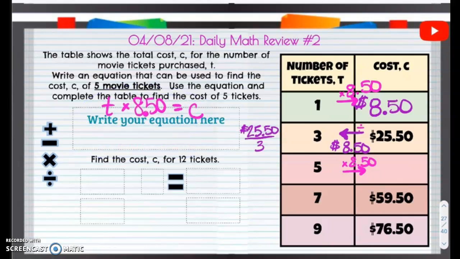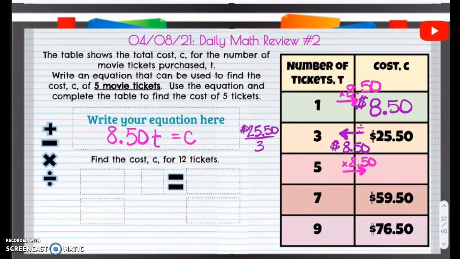Or another way that we can write this is $8.50 times T. A lot of times you might see it written together, equals C. So that's the same thing. I'm going to delete this just so that we can write one part of it. So that $8.50 times T equals the cost.